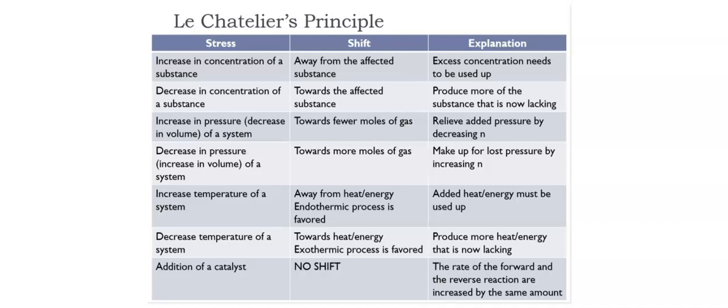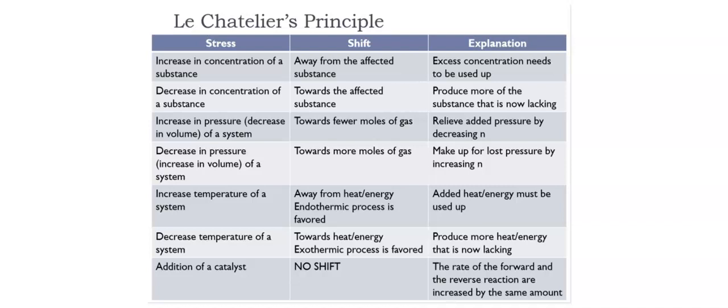When you have an increase in pressure or decrease in volume of a system, it's going to shift towards fewer moles of gas, and that's because it needs to relieve added pressure by decreasing the moles. And the opposite, with decrease in pressure, it's going to shift towards more moles of gas to make up for the loss of pressure by increasing the moles.